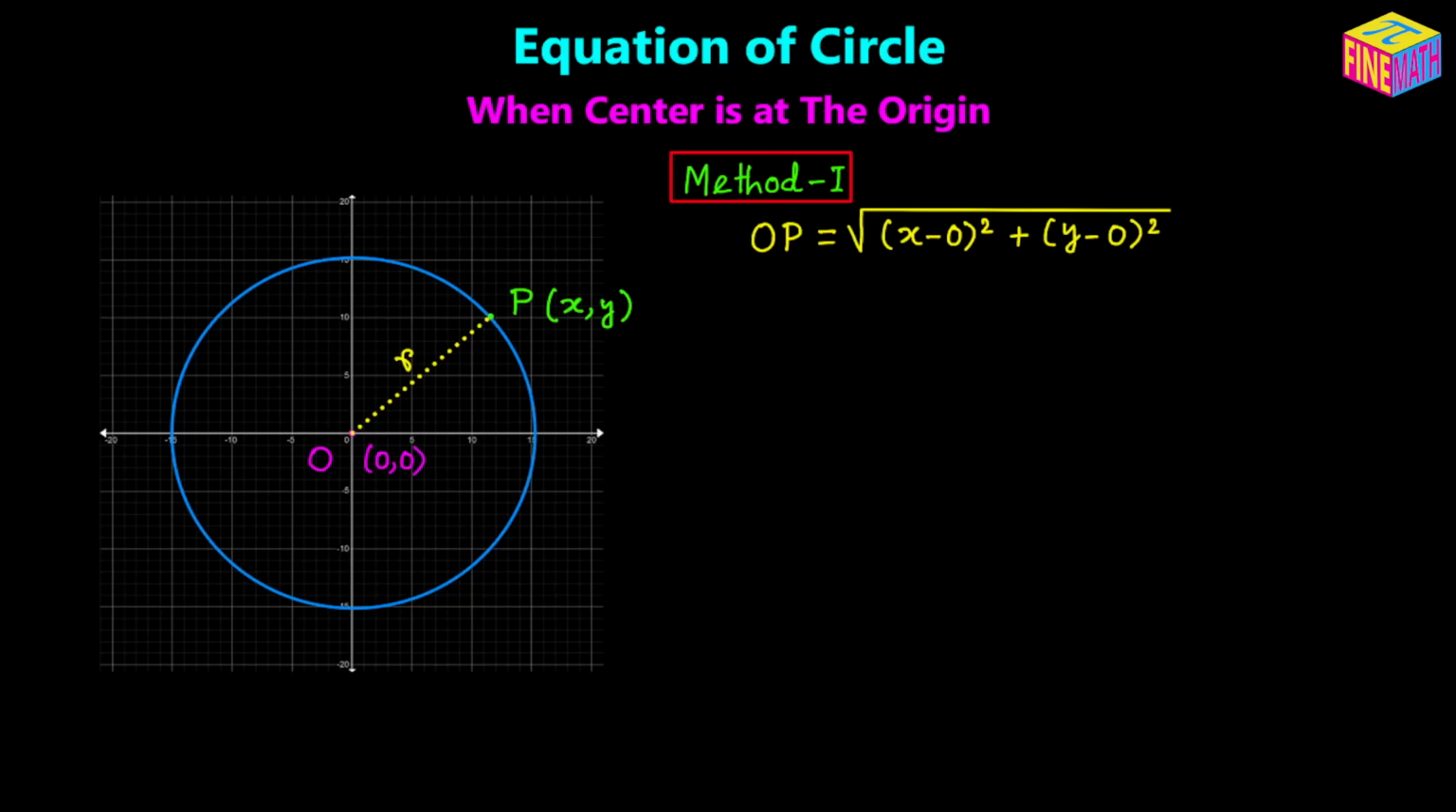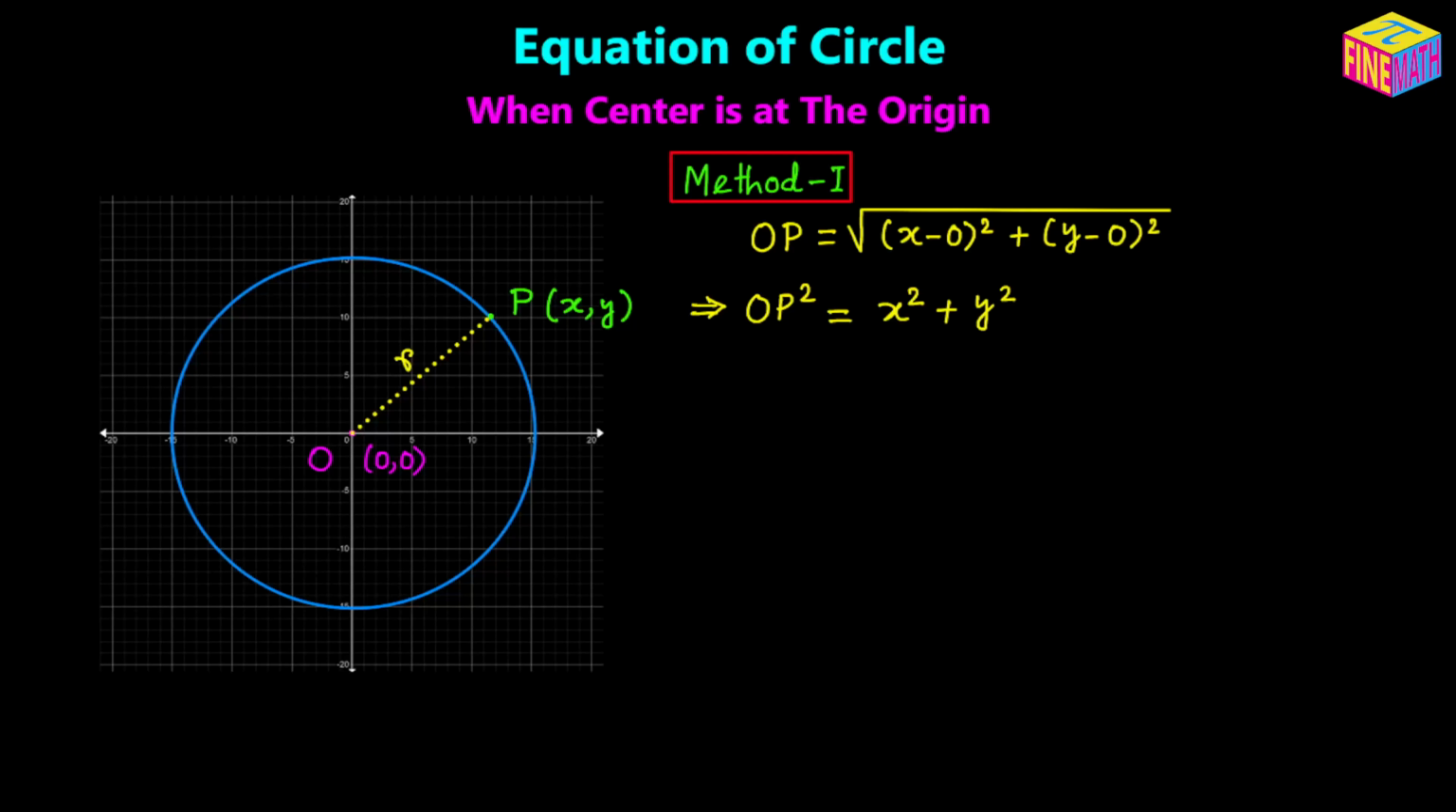According to the distance formula, we know that the distance between 2 points would be the square root of the square of the difference of the 2 x coordinates plus the square of the difference of the y coordinates. Now in this case, the coordinates of P are x, y and the coordinates of O are 0, 0. So that's exactly what I have used there. So the OP distance will be equal to the square root of (x minus 0) squared plus (y minus 0) squared. And if we square both sides, then OP squared will be equal to x squared plus y squared.